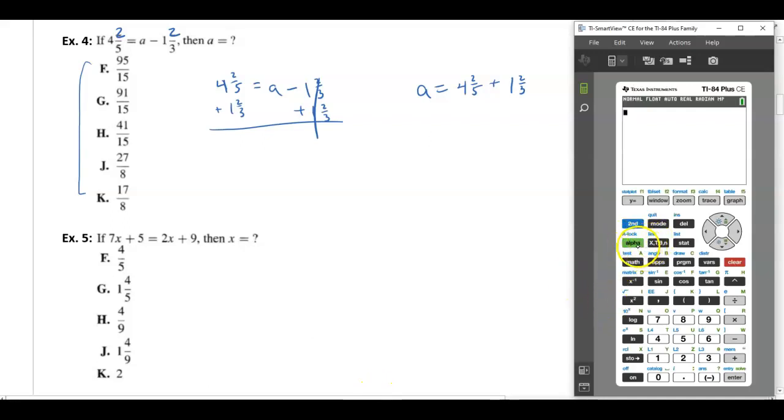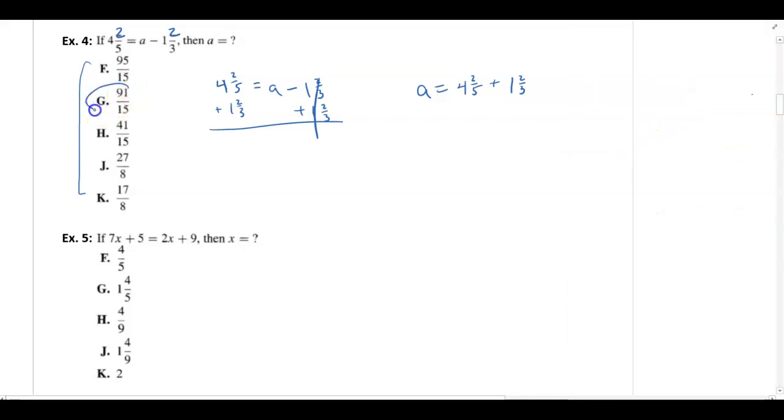Now, on the calculator, if I hit alpha y equals, I get this menu to pop up. And if you look at number 2, that allows you to put in a mixed number. So I'm going to do 4, arrow over, 2, arrow down, 5, arrow over, plus, now I have to do it again. Alpha y equals, arrow down, 1, 2/3. Enter. And right away there, it gives me 91/15, which is letter G.